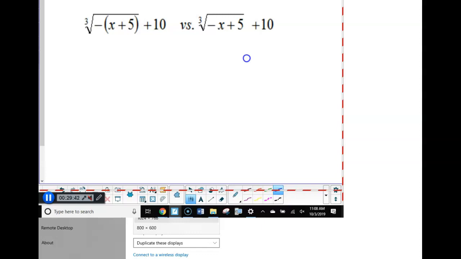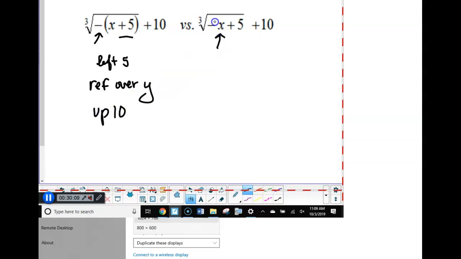The order? Okay, this one would be first this, which is what? Left 5. Then this, which is reflect over y. Is everybody good? Because it's changing x values inside here. And then last would be up 10. This one, if I put a number in here, the first thing I have to do is what? Yeah, reflect over y.